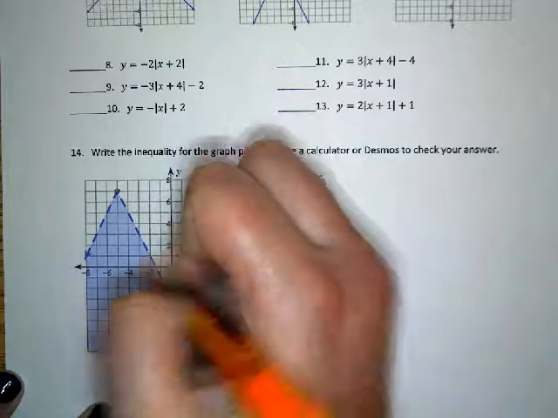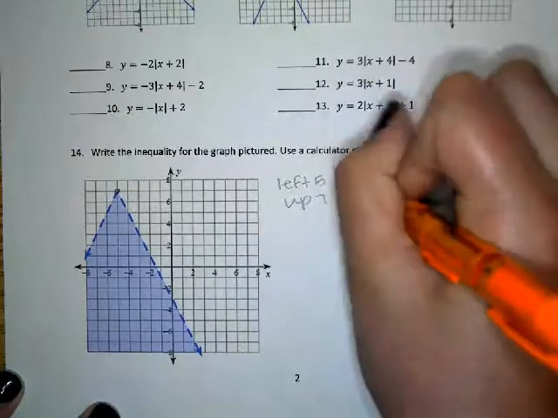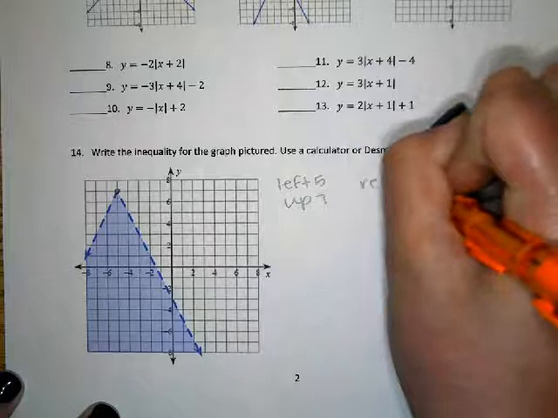The graph is upside down, so that's something I can see pretty easily. So it's been reflected over x.